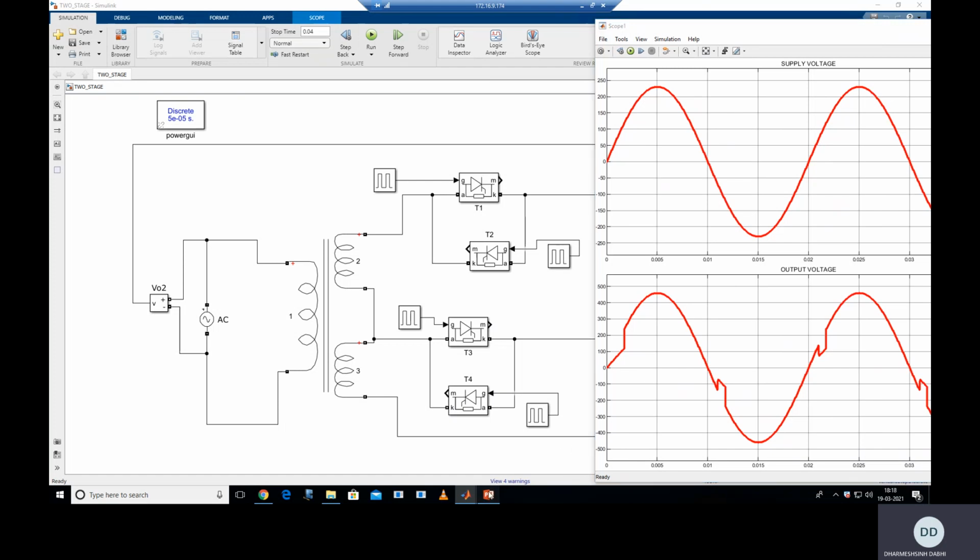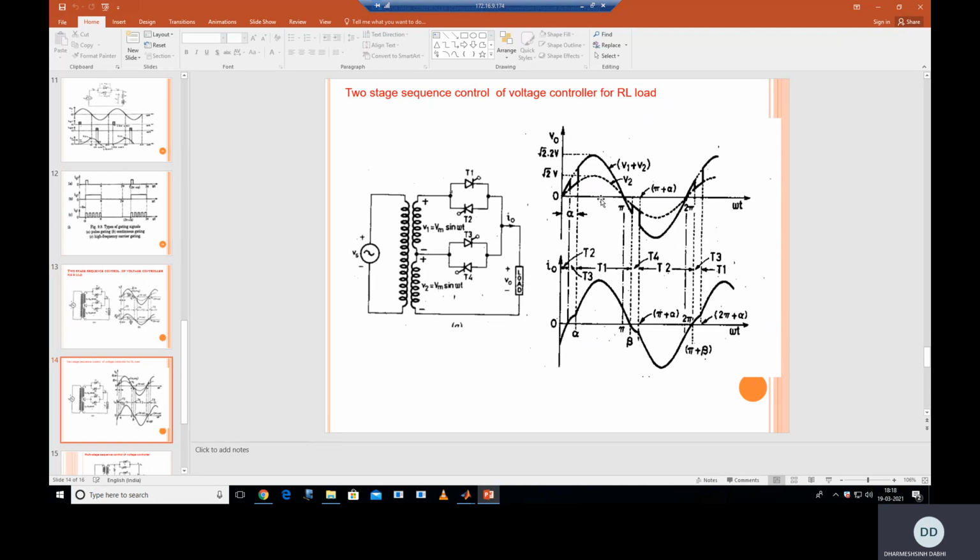Clear? We already studied in the theory that you can see the waveform of the RL load, the theoretical waveform. This is the waveform of the steady state condition. So you can see that at the start your T2 is conducting. You can see the period of conduction. This is the period of conduction of T2, and it follows 2 Vm sin omega t.